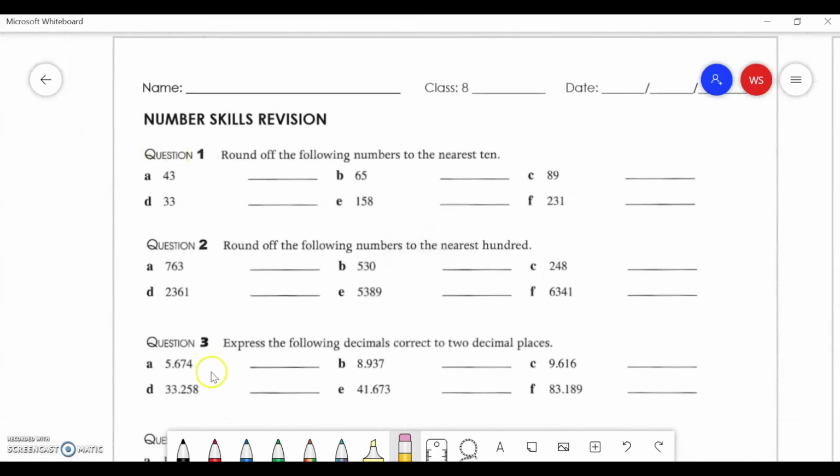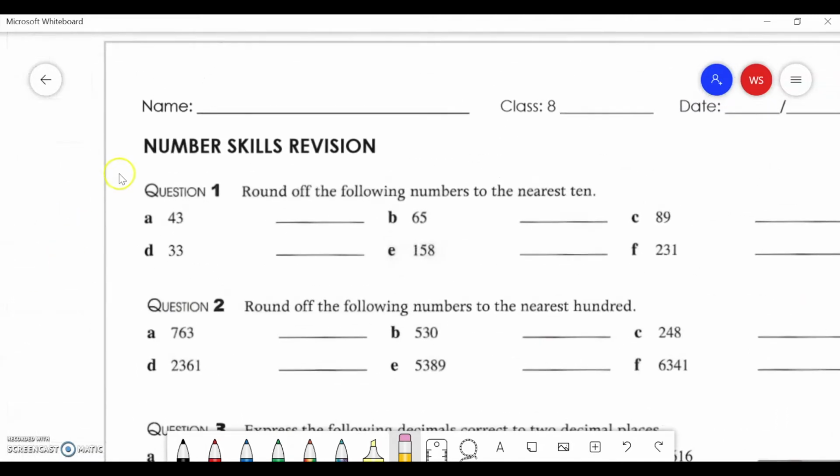Right, questions 1 to 3 recap our knowledge on the rounding and estimating topic. Having a look at the first question here, 1A, round off the following numbers to the nearest tens. Your first step is to locate your number in the tens position. In 1A's question, 43, 4 is in the tens position. Now, in order for us to decide whether this is being rounded up or down, we will have to look at the neighboring number. Just beside 4, that is number 3. Because 3 is less than 5, this means that we round down.